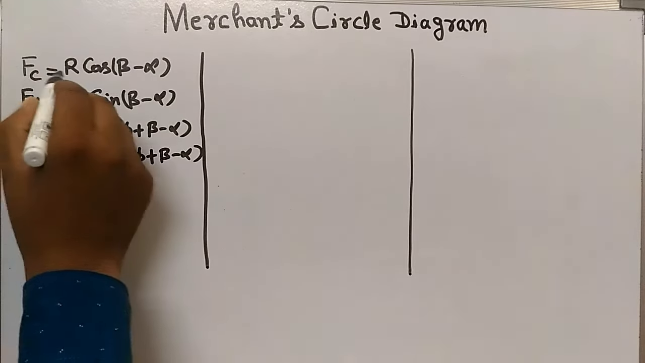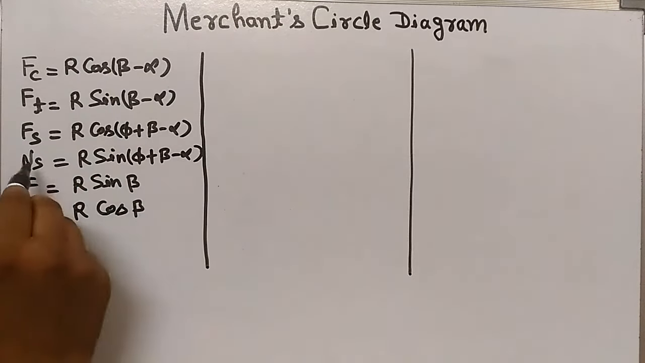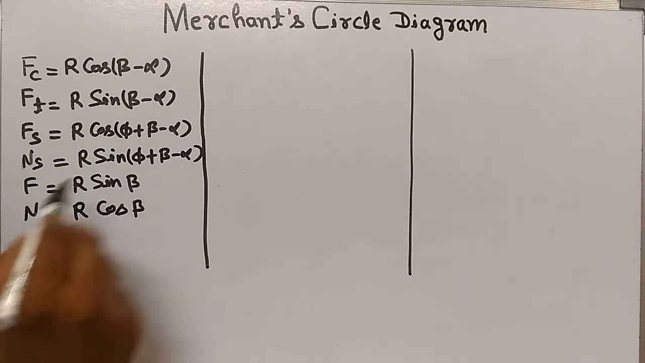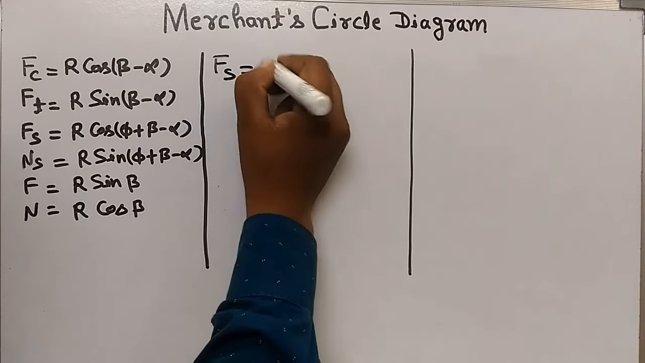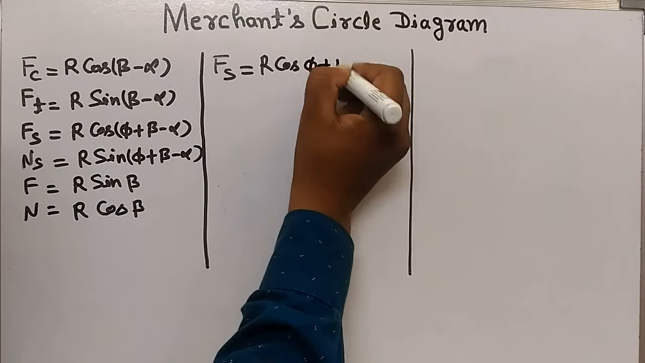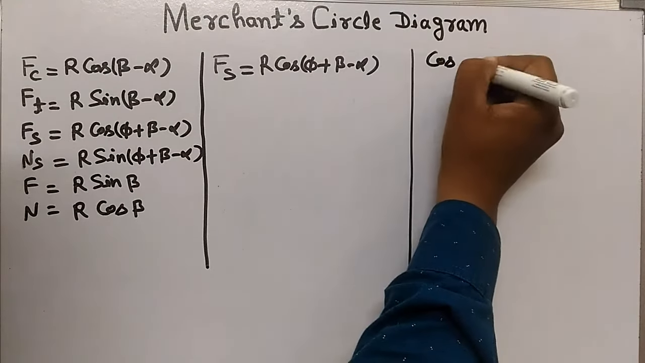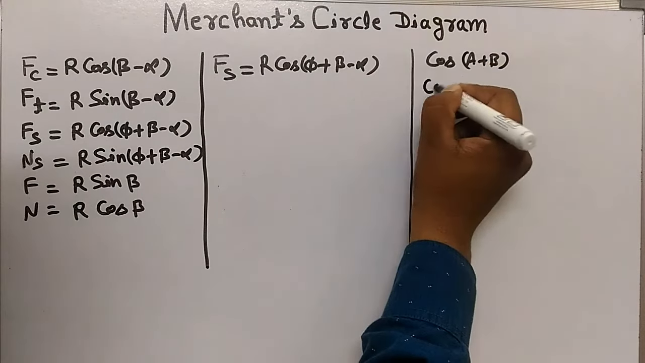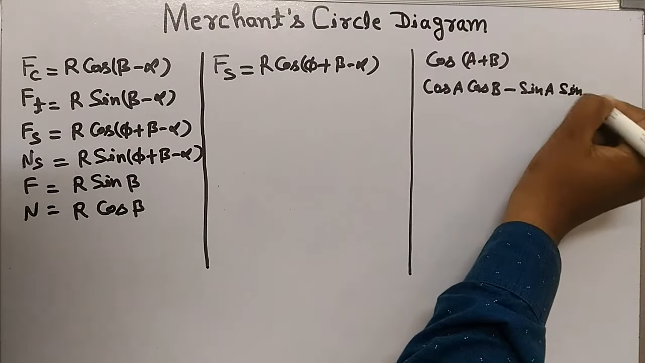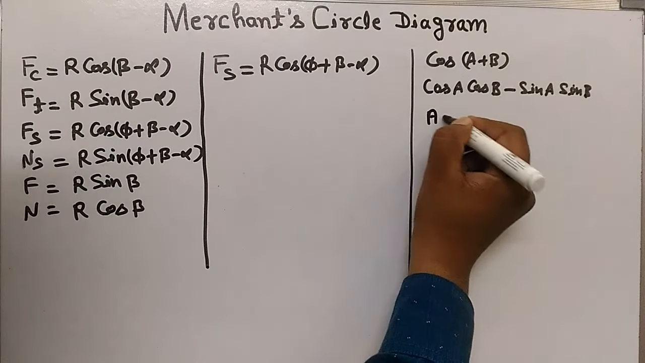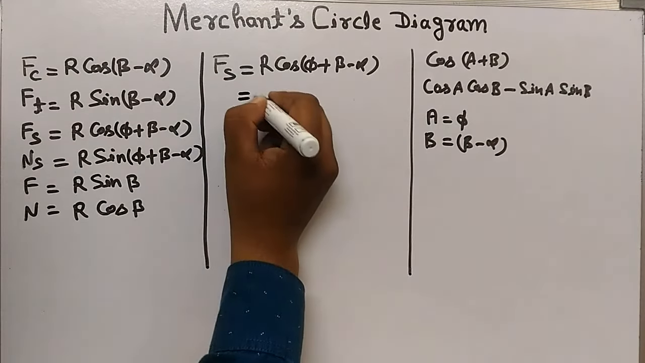Now we have Fc equal to R cos beta minus alpha, Ft equal to R sin beta minus alpha, Fs equal to R cos phi plus beta minus alpha, Ns equal to R sin phi plus beta minus alpha, F equal to R sin beta, N equal to R cos beta. Fs equal to R cos phi plus beta minus alpha. As we know, cos a plus b equal to cos a cos b minus sin a sin b. So let's assume a equal to phi and b equal to beta minus alpha.